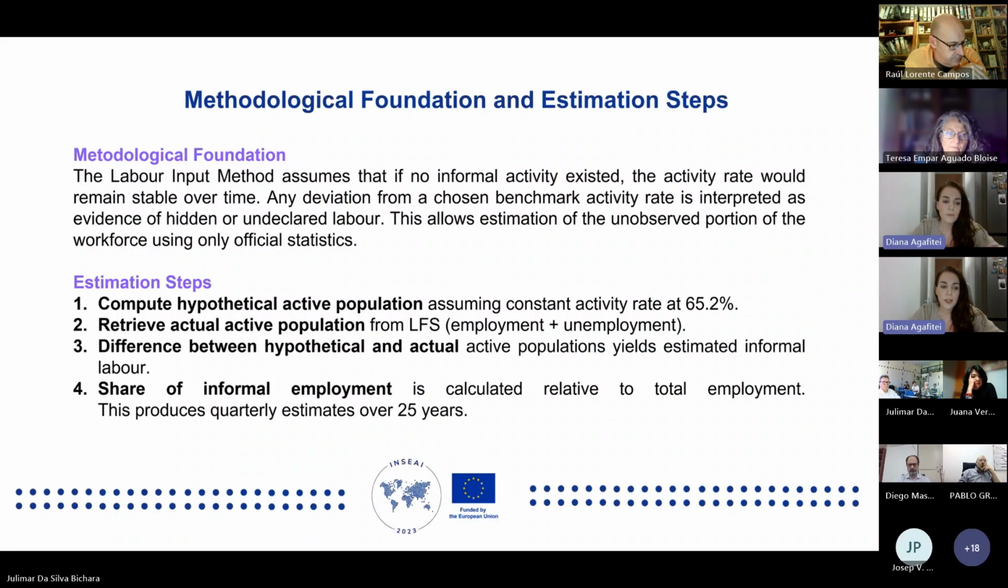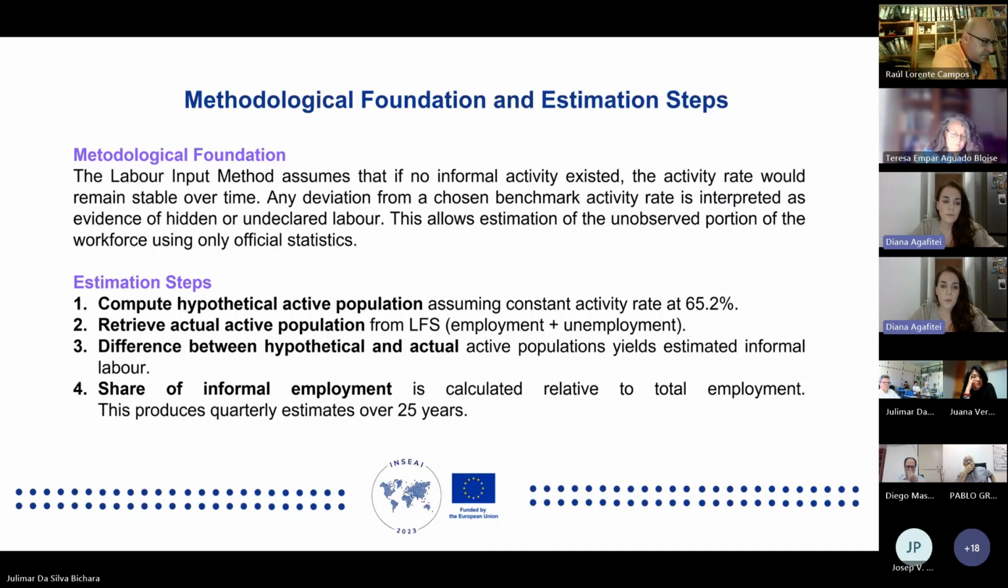The first step would be to compute the hypothetical active population by assuming a constant activity rate of 65.2. This value of 65.2 is the maximum activity rate registered. In the case of Romania, this value was registered in the third quarter of the year 2000.